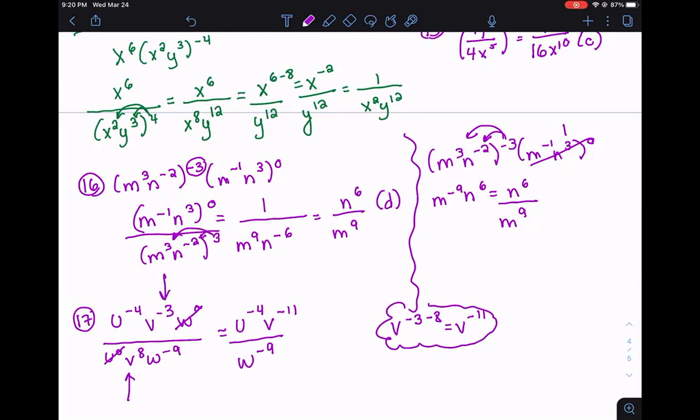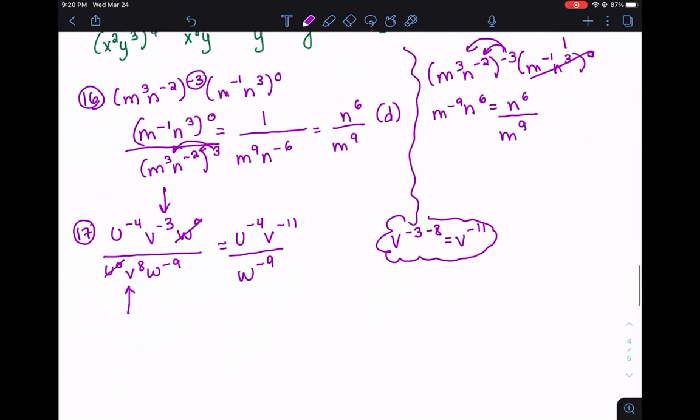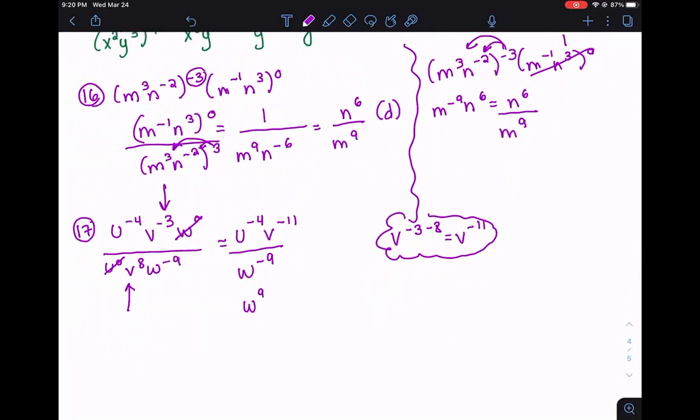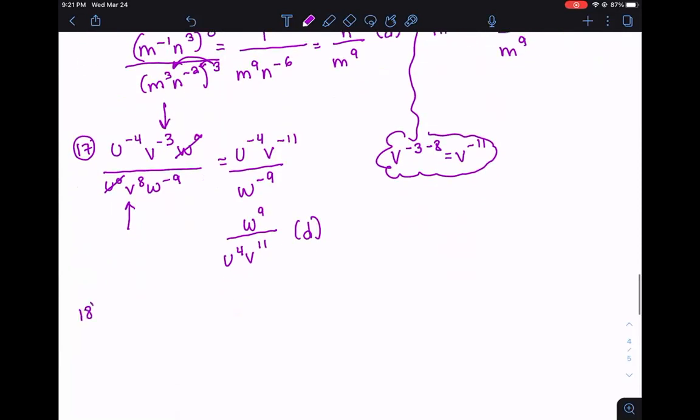Now Maria, again, I'm not open for questions yet. Now I'm going to place things where they are appropriate. So W to the 9 on top, U to the 4, V to the 11 on the bottom. I don't know what answer choice this is. Let me scroll through them. I believe that's D if you match it up. Okay, 18.